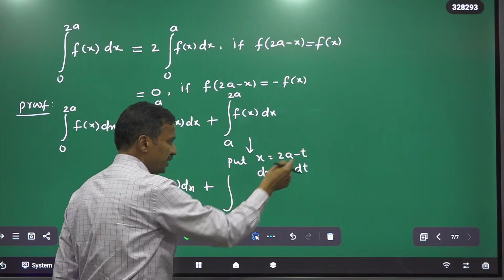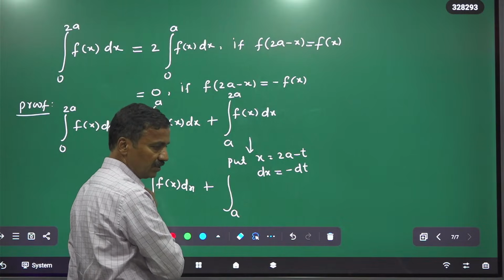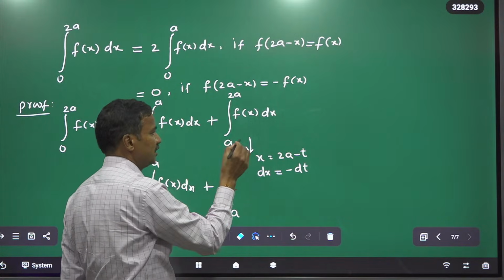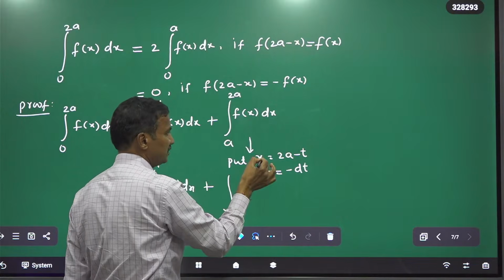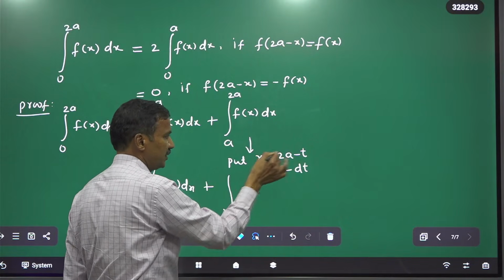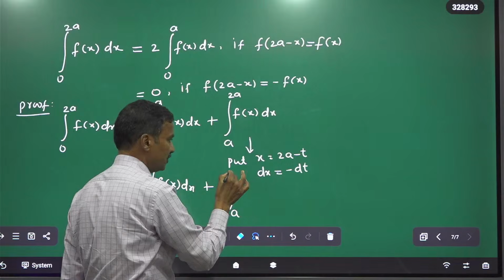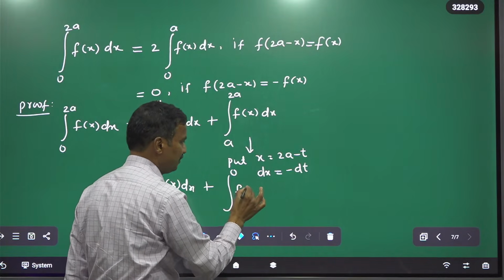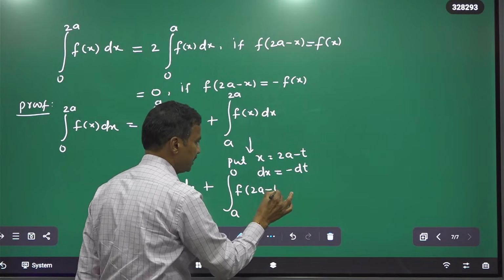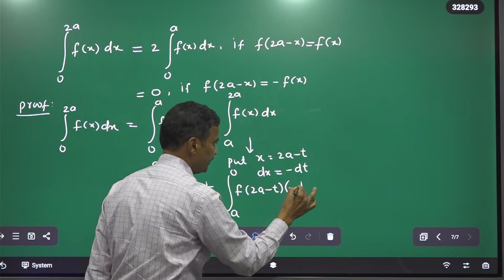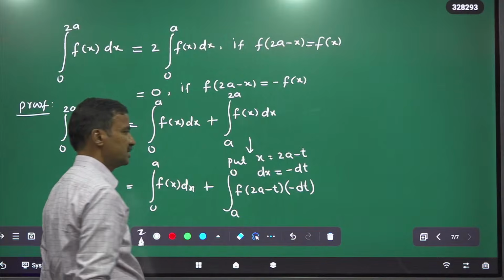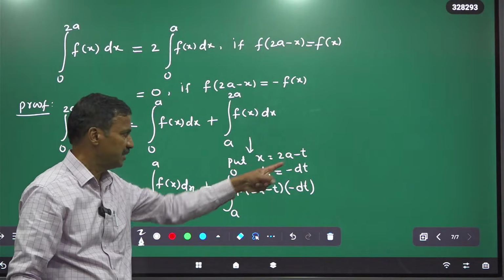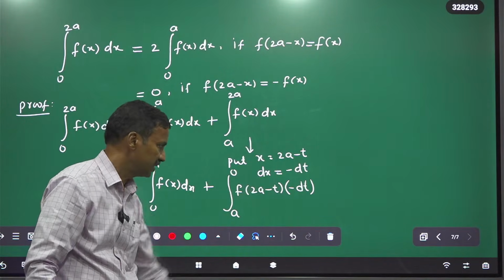Then t is equal to a minus a, that is a, that is called the lower limit. Now for the upper limit, you have to substitute x is equal to a; in place of x, 2a minus a, 2a gets cancelled, minus t is 0 and t is equal to 0. You got it. Then f of x, you have to write it as f of 2a minus t, and minus dt we have to write here, because x is equal to 2a minus t and dx is equal to minus dt.